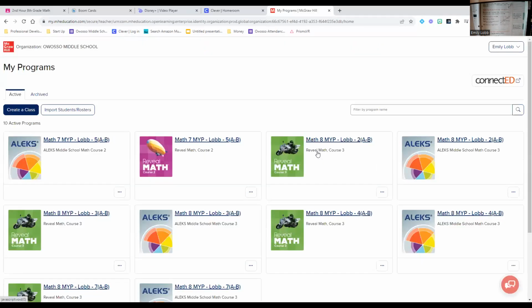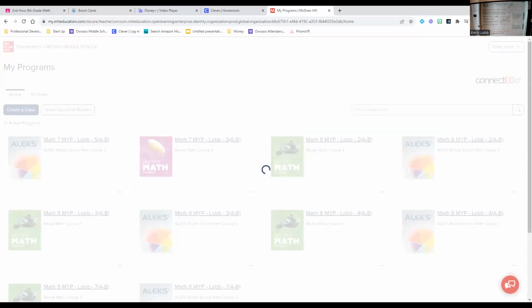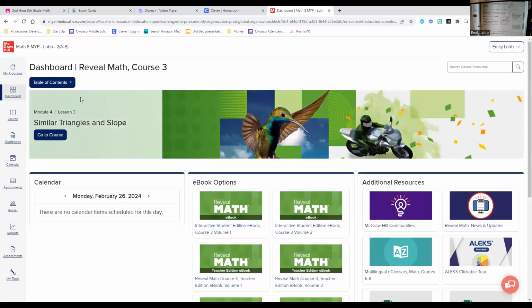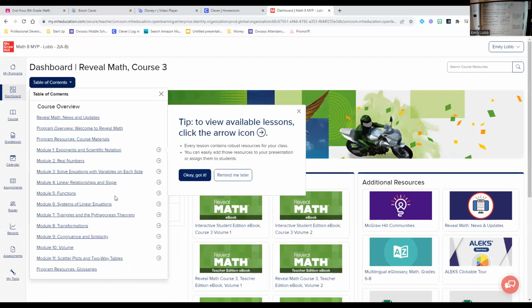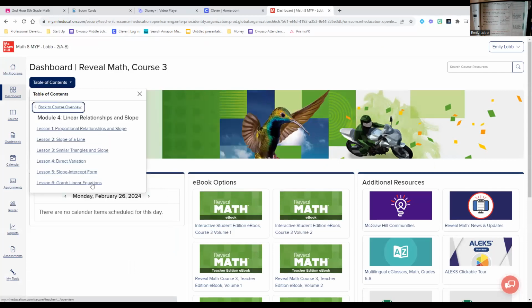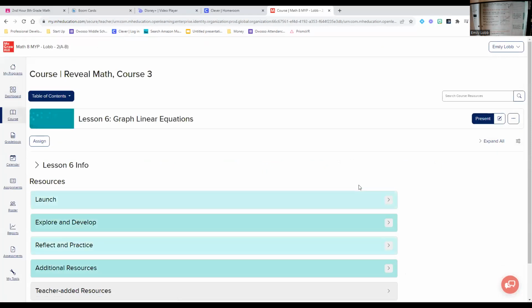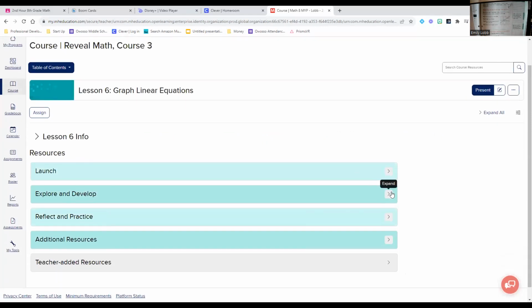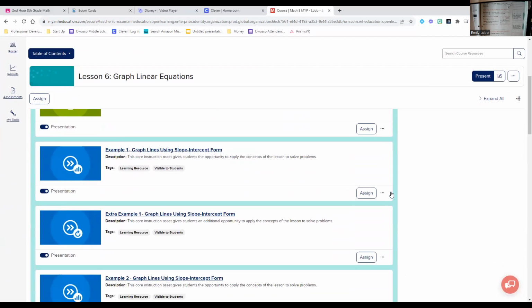So Reveal Math is the other side of things. I know you're used to going into ALEKS, but you can go into Reveal, table of contents here. We are in system 4.6. So we hit 4, click 6, and then it gives us all these options here.